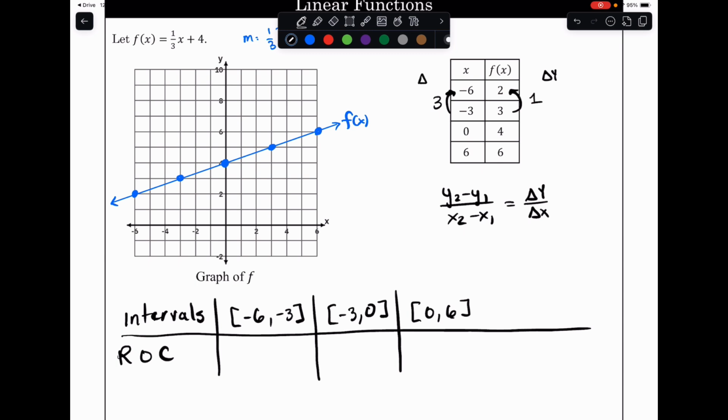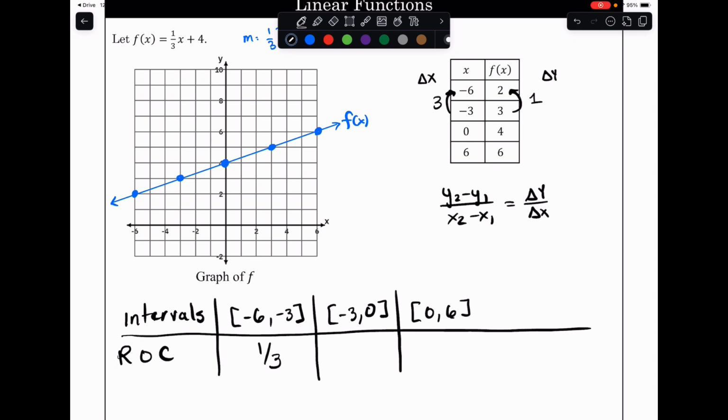This is my change in x. And that's what, again, the rate of change does. y2 minus y1 is simply finding the change in y. x2 minus x1 is simply finding my change in x. I can determine what the rate of change is by getting this number and dividing it by that. So we end up with a rate of change of 1 over 3.